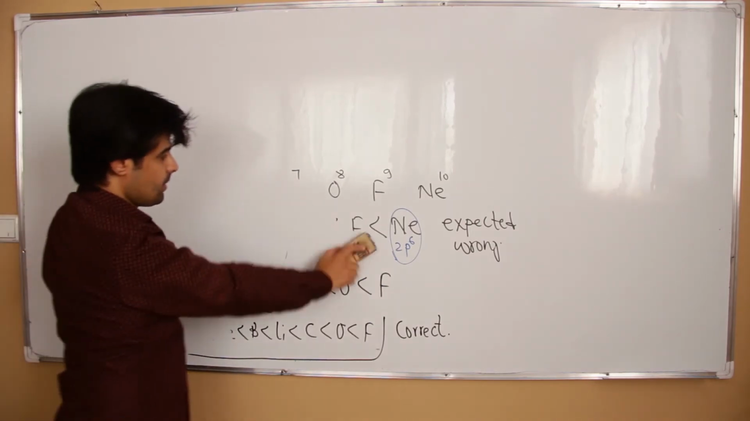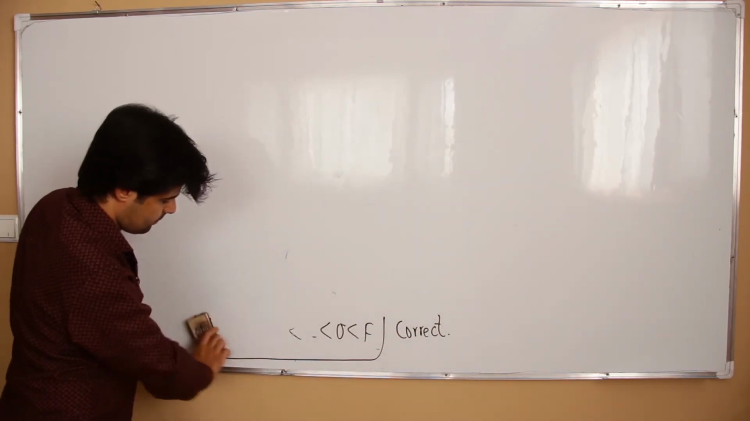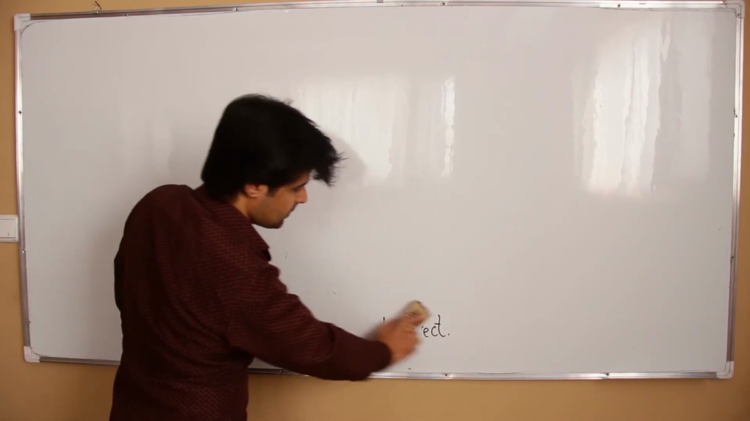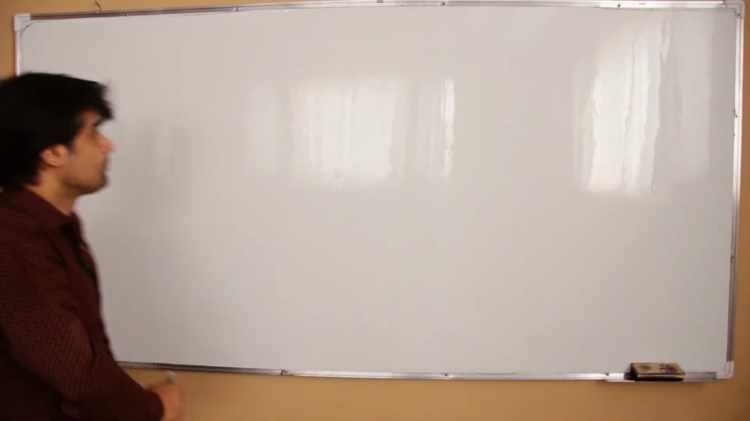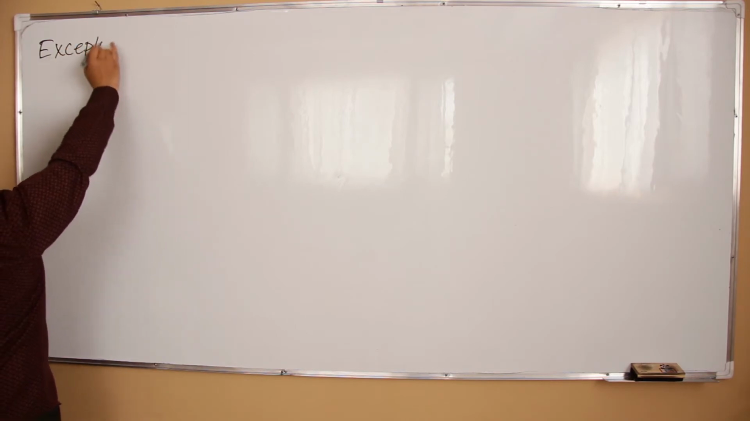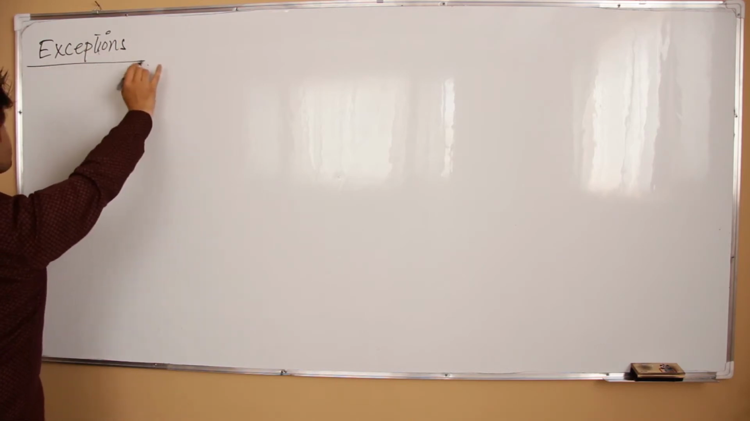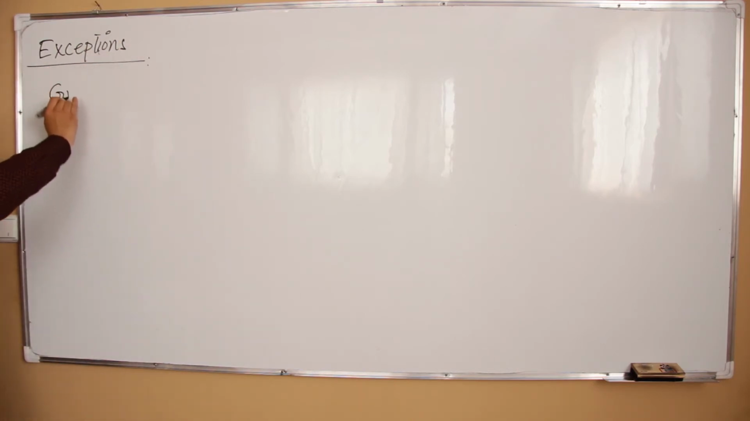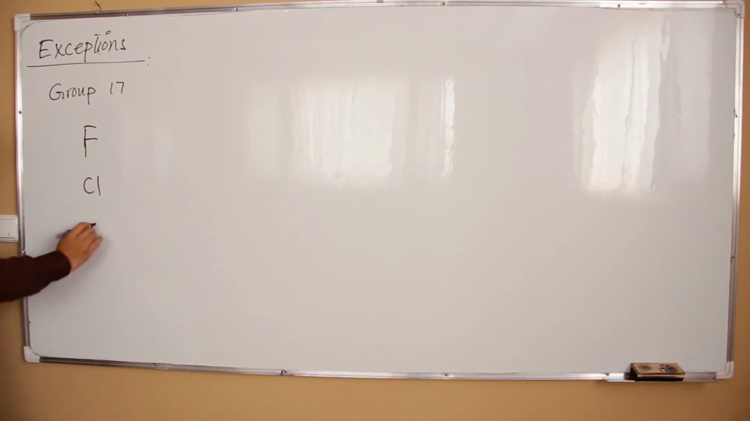Come to group 17. What are the elements which we have in group 17? Name, please. What are the elements in group 17? In group 17, we have fluorine, chlorine, am I right? Bromine and iodine.